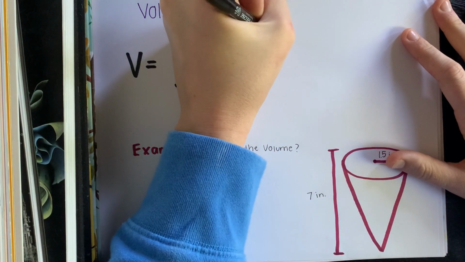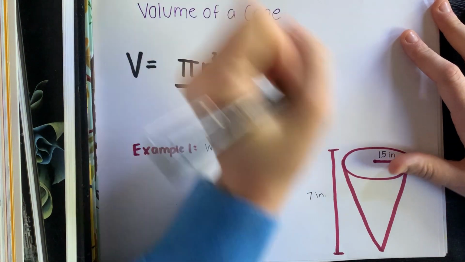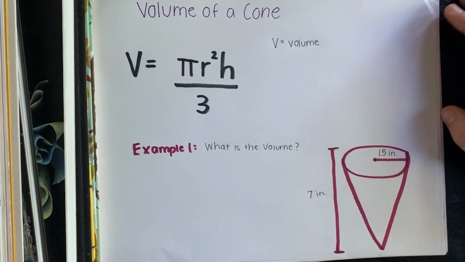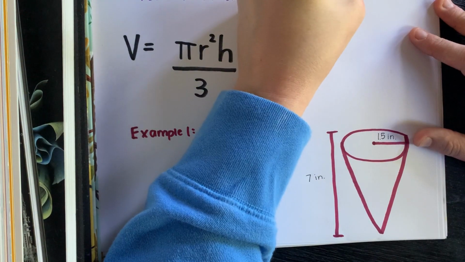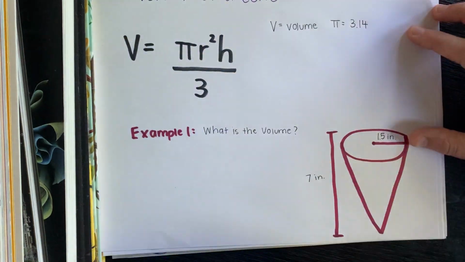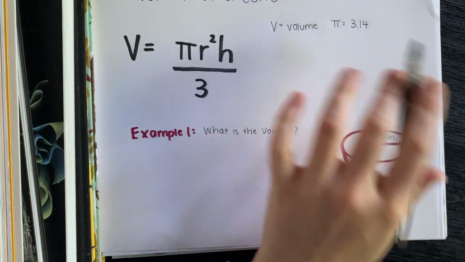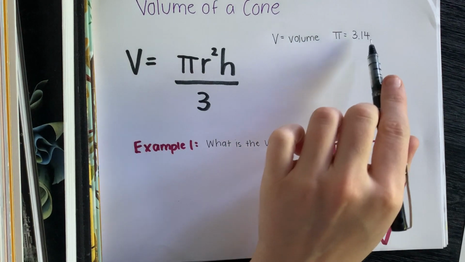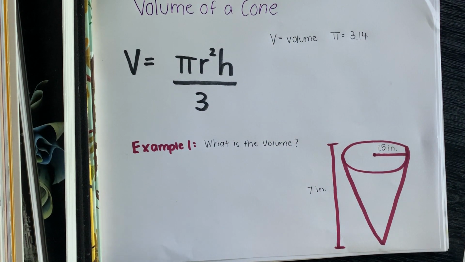So V, I know, always equals volume. That is what we're trying to find. How big or how much stuff can these cones hold? Pi, we are always going to use 3.14. And some of you yesterday in office hours made a good point. Pi actually keeps going. It's got a lot of decimals that come after. We're just going to use 3.14.